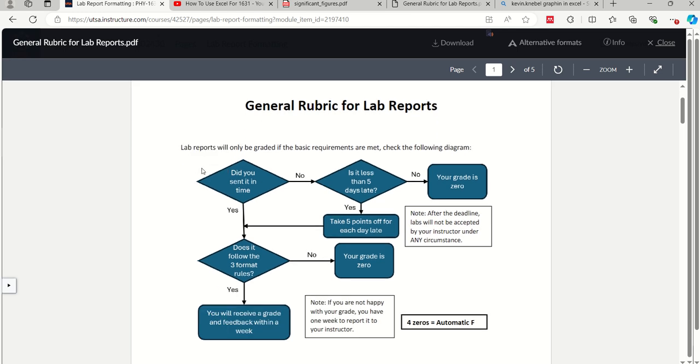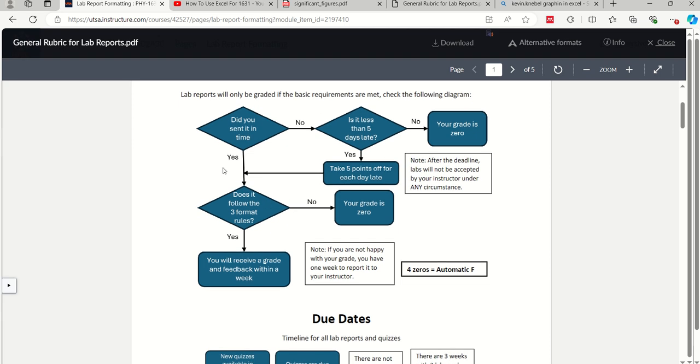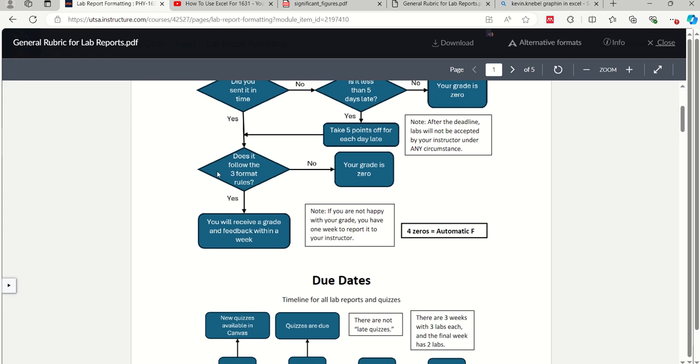So this is basically an outline. Did you send it on time? If yes, you don't have to worry. If no, it's 5 points off per day, and then after a certain point of time, it results in a 0. Does it follow the 3 rules format? You have to submit it as a PDF, and I'll give you the other 2 rules below. If you do all these things correctly, you'll receive a grade and feedback after I grade it, right?